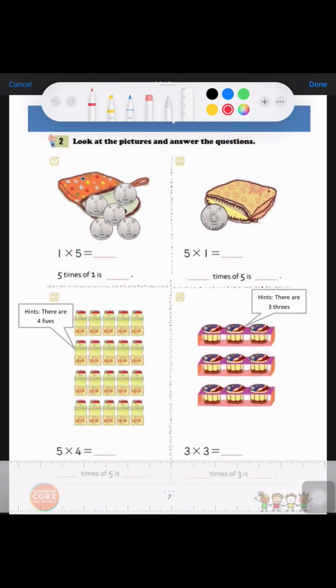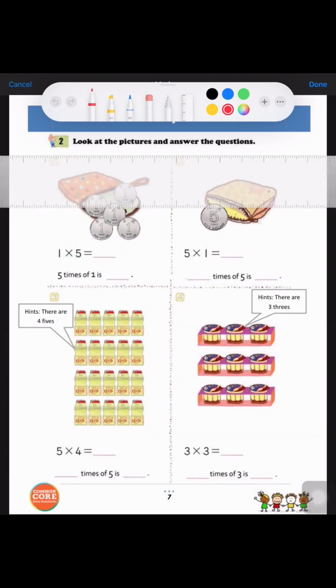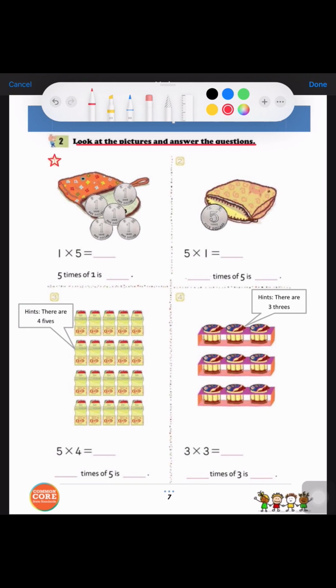Okay, so take a look at page 7. Look at the pictures and answer the questions below. Okay, so take a look at question 1. Here we got 5 $1. So how much is 5 $1? It will be 1 times 5, which is $5. So 5 times of 1 is 5.